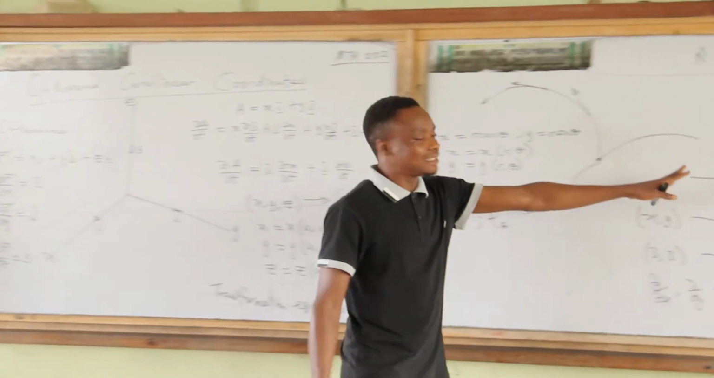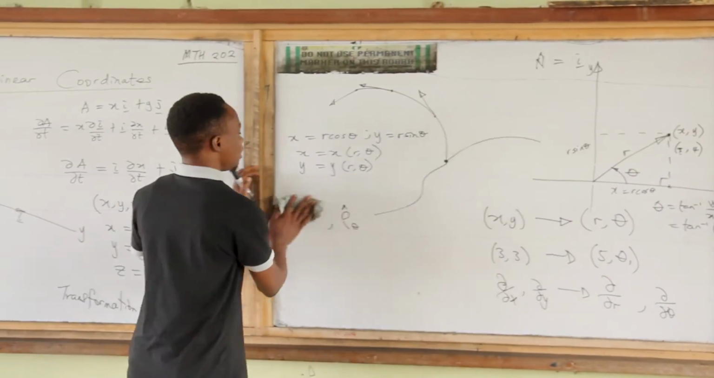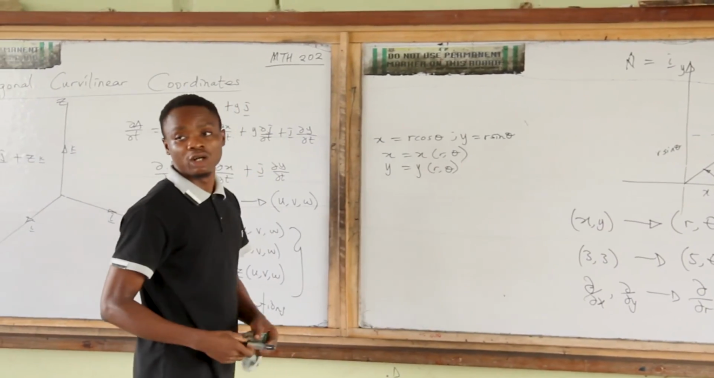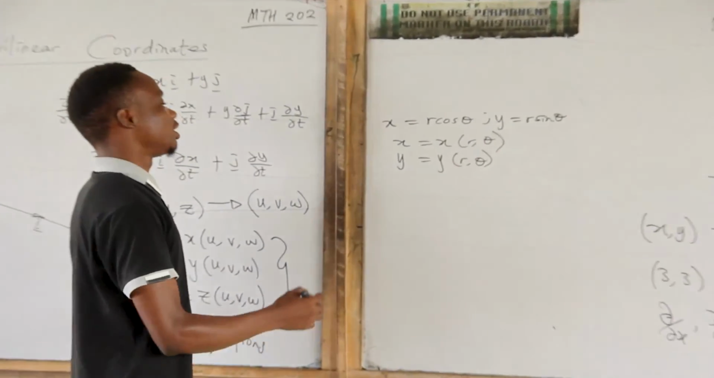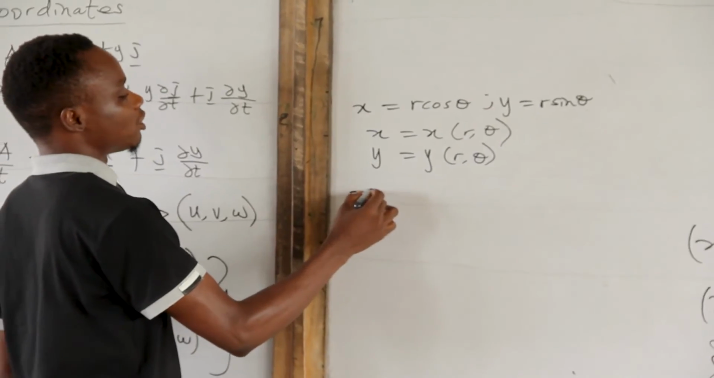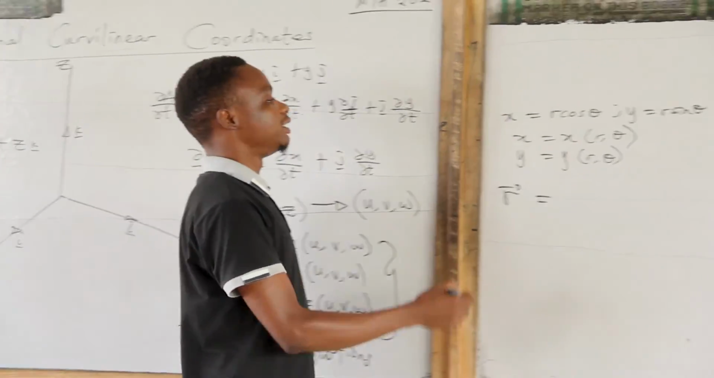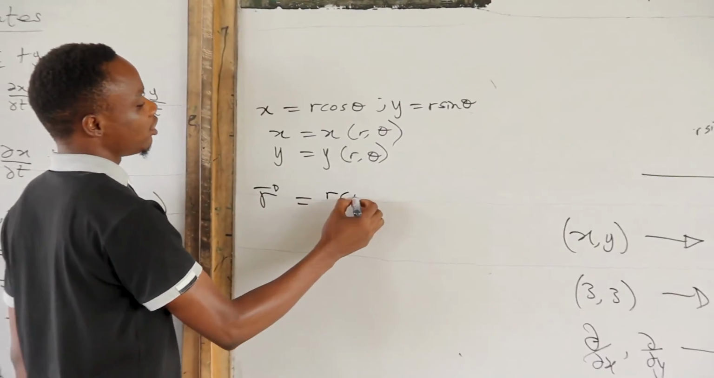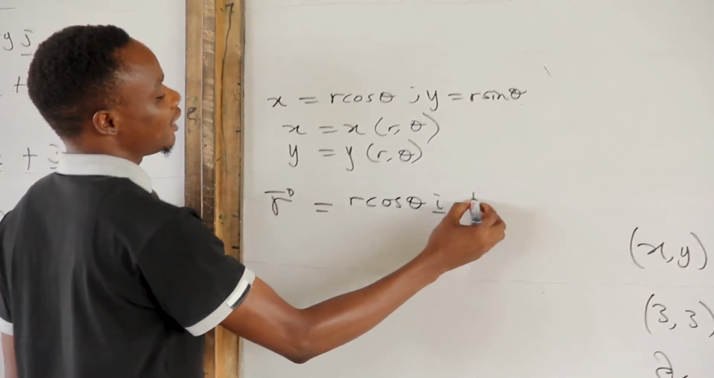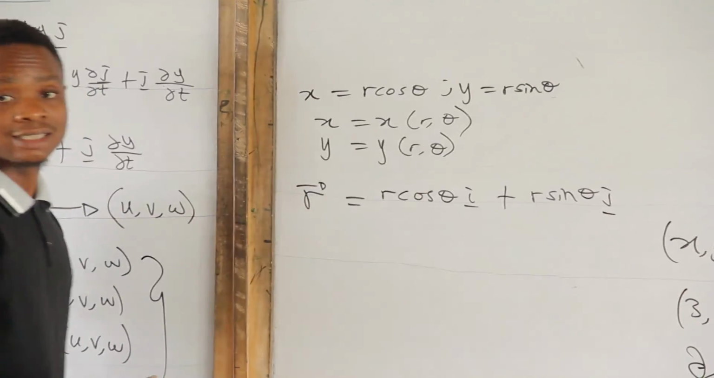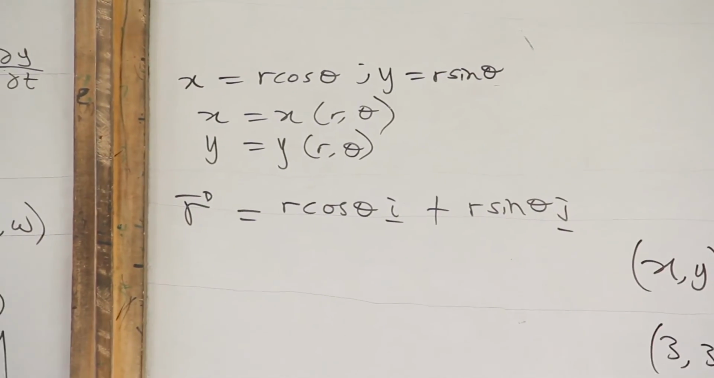But now let's look at what will happen if we are using this coordinate system. Please pay attention to me. If I want to use this coordinate system, that means my position vector r, which was xi plus yj, will now be written as r cos theta i plus r sin theta j. Does it make sense? Do you understand this?